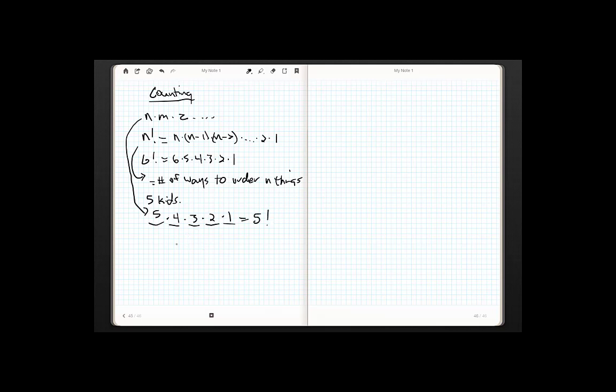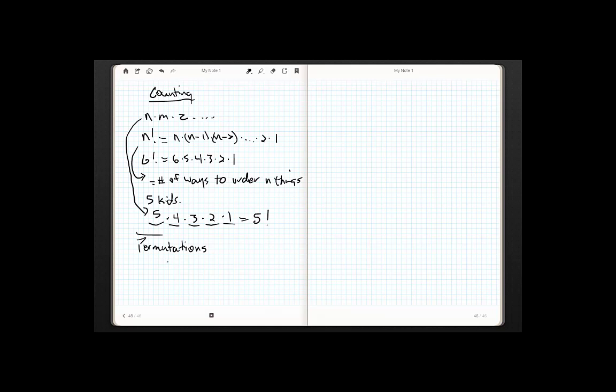That is the basis for probabilistic counting. It's going to get used over and over and over again. Okay? Now, what we're going to do next is called permutations. Let's take those same 5 kids, but instead of lining them all up against the wall, I'm only going to line 2 of them up against the wall, all right? And I'm going to order them.